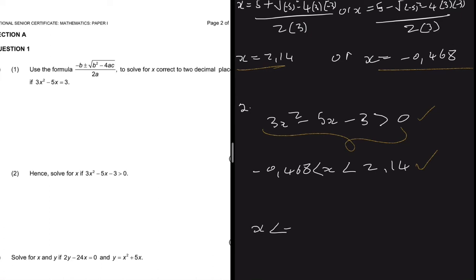So the inequality will be like x is supposed to be less than minus 0.468, or x is greater than 2.14. So the number I'm going to take, I have to take a number that is between 2.14 and minus 0.468. I'm going to take 1, right? You can take any number as long as it is between those two points. So let me go ahead and do that. So I'm going to have 3 multiplied by 1 squared minus 5 multiplied by 1 minus 3.